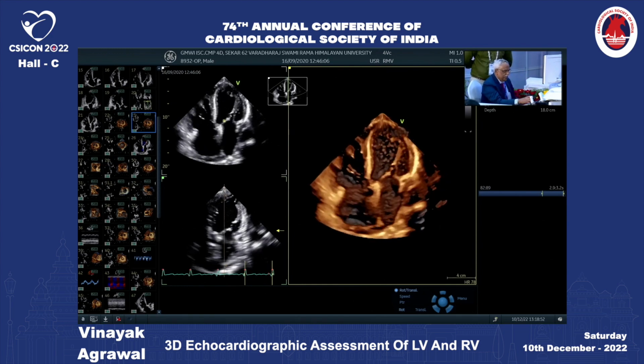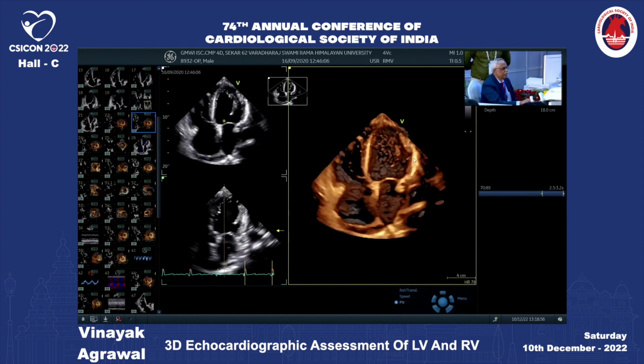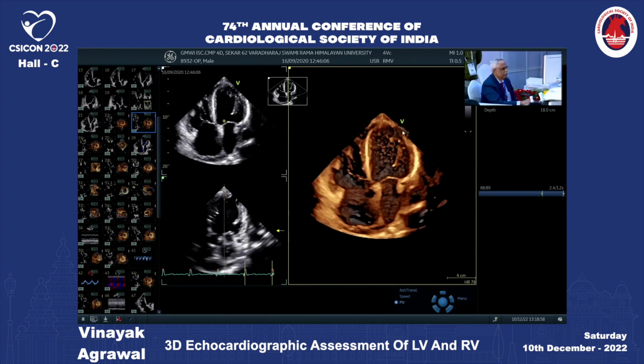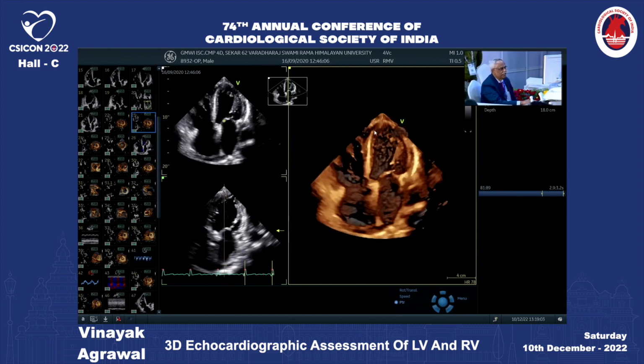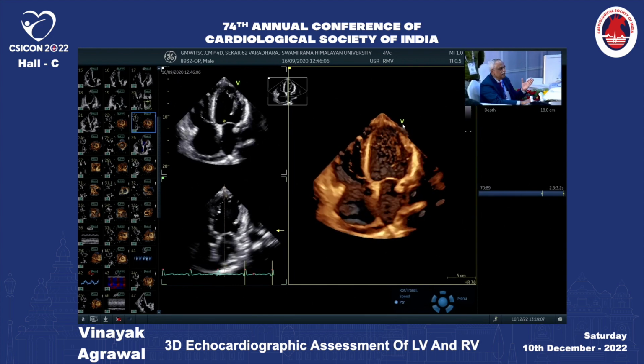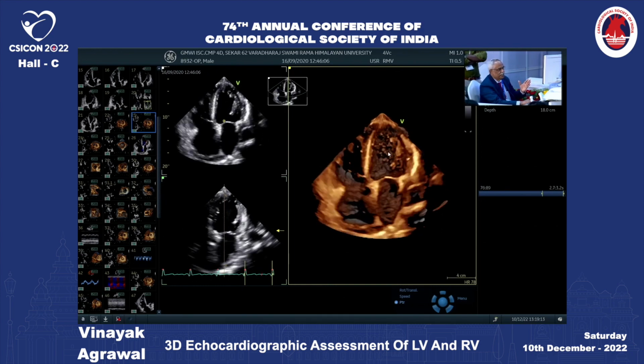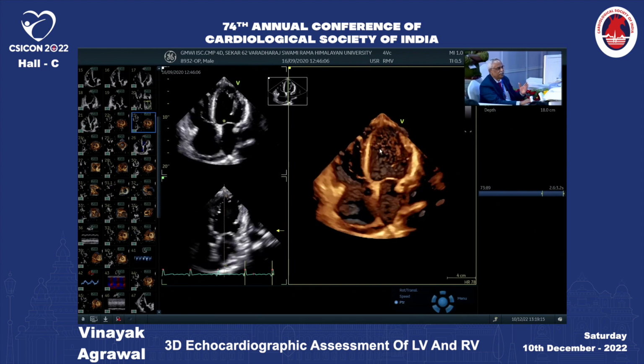The only thing is, always check whether the entire left ventricle is there in the data set. Sometimes when the ventricle is very much dilated, some of the walls may not be captured in the three-dimensional echocardiographic data. So you should see to it that everything is included.